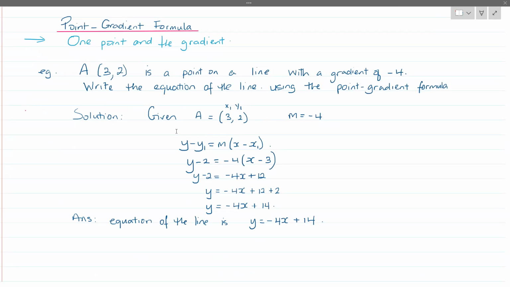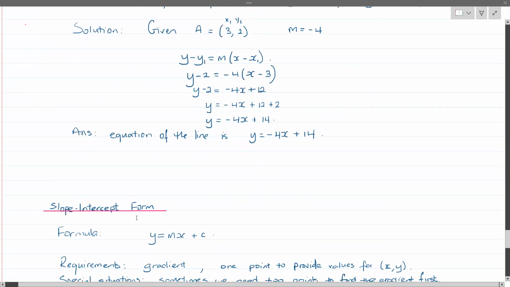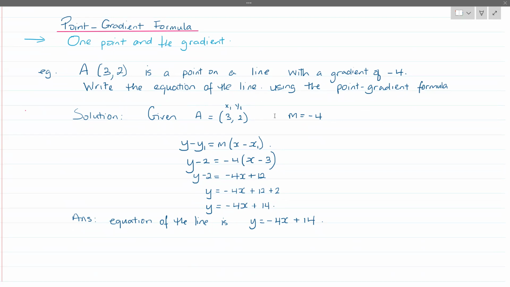Yes, y equals mx plus c is the common method. That's called the slope-intercept form, right? And you have the point gradient form, where you could also use this method to work it out. It's whichever one you're comfortable with.